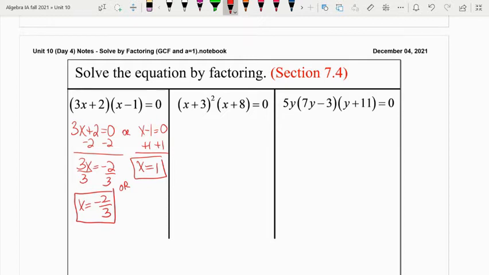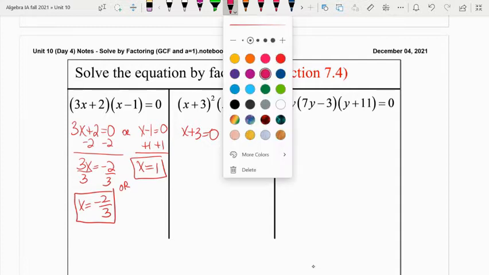The next one, I'm going to set each term to 0. So x plus 3 equals 0 or x plus 8 equals 0. Realize I have x plus 3 quantity squared, which means I'd write out x plus 3 equals 0, x plus 3 equals 0. We don't need to do that. We only need to write it once. And then solve each of these.